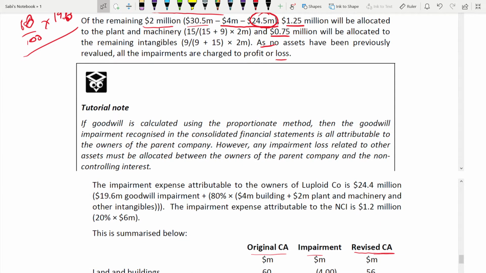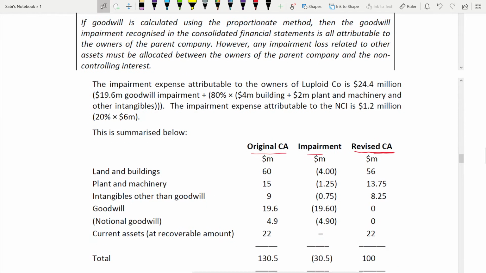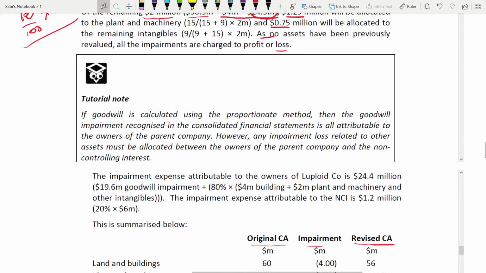Always keep the consistency of your answer. If you see for one method you're following a way of answering, for the second method also do it the same way. Like here, even in the proportional method they have shown this, how they have done it for the fair value: the original CA, impairment and revised. Okay, but before going to that, let us read the tutorial note.